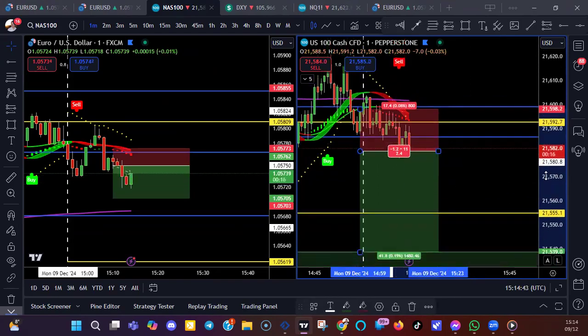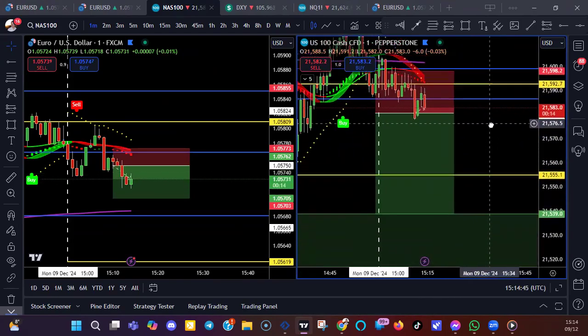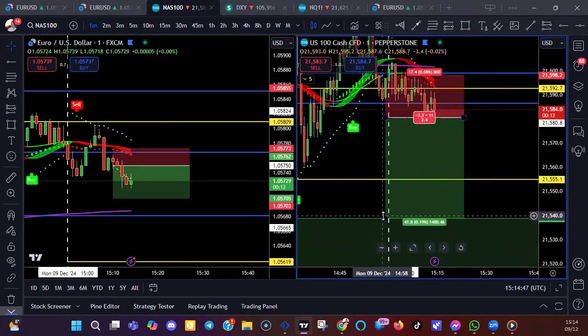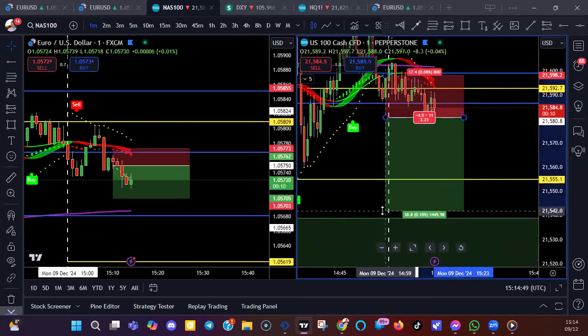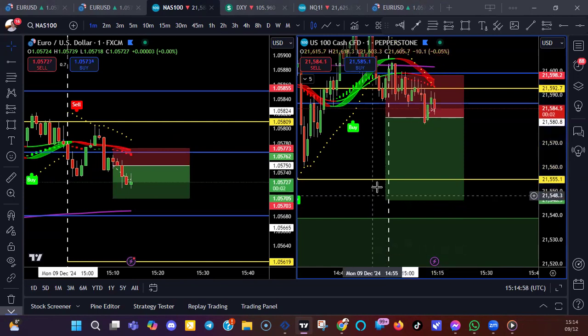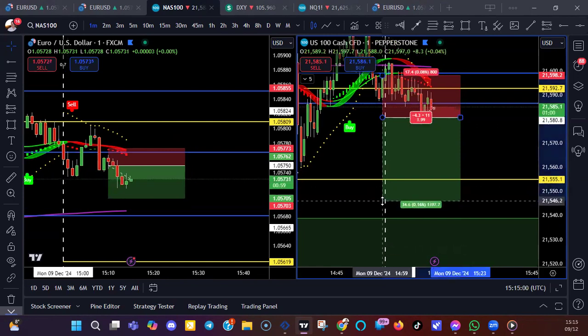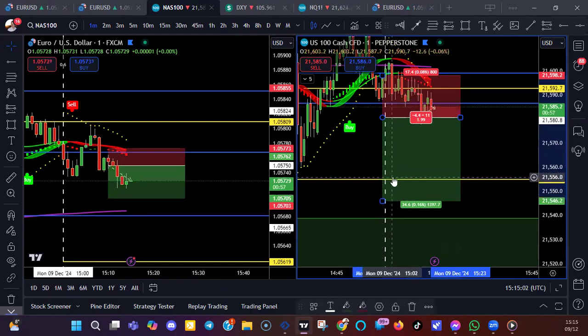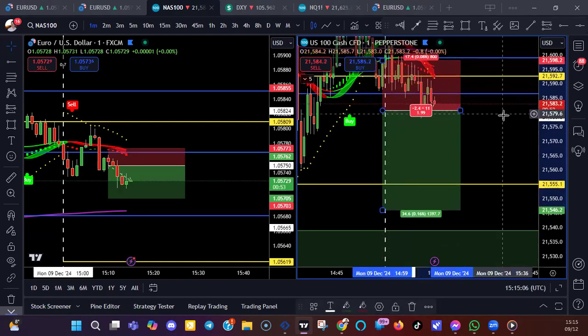That's more like it. Which takes my 2% to there. But once I get down to here, I'll be in the buy zone. But I already know that.